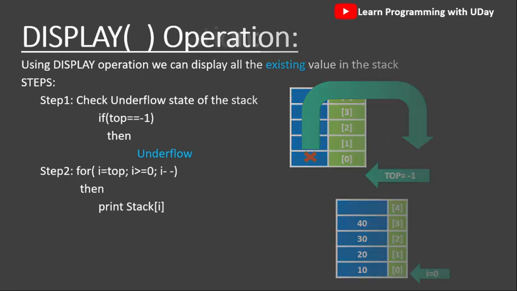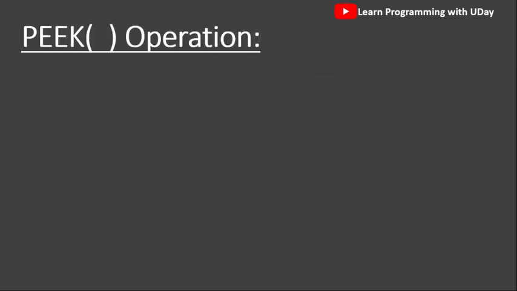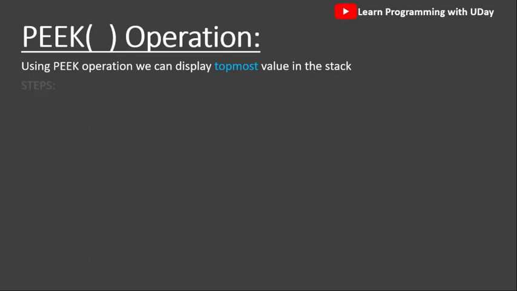Let us continue to the next operation, which is the peek operation. The word peek means the topmost element available in the stack. It can also be said to be the recently inserted value into the stack. So the peek operation is used to display the topmost value present in the stack. We do this using 2 steps.